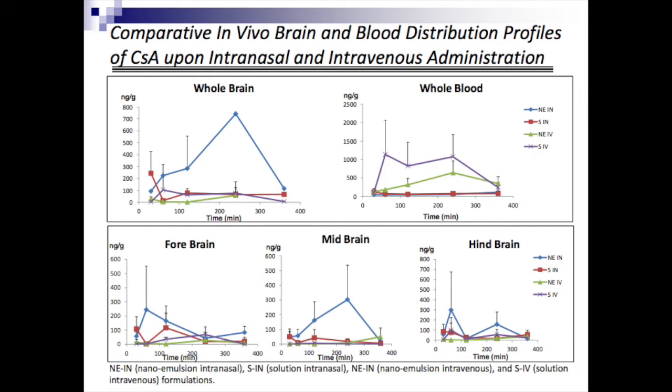We then went to test whether we could actually get the peptide, in this case cyclosporine, into the brain, and compare the brain distribution when the cyclosporine is administered intranasally to the IV formulation. We wanted to see which one is better. Should we continue to work with the IV formulation or should we use intranasal? And you find that intranasally delivered peptides, and in this case cyclosporine is also a substrate for P-glycoprotein, actually give us much higher bioavailability in the brain.